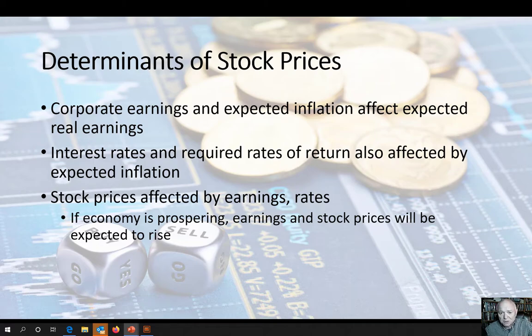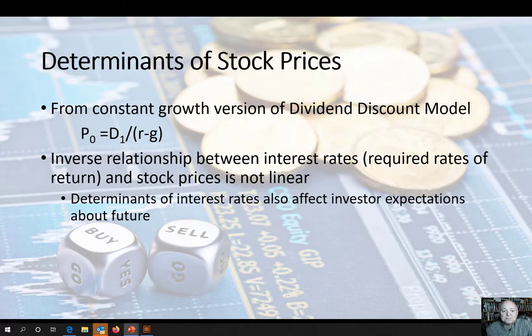We saw in a simple dividend discount model that we looked at in corporate finance that the price of a stock today is going to be some kind of a function of expected earnings or dividends discounted at a rate of R minus G. So the greater the D or the greater the G, the more valuable the stock. The greater the R, the less valuable the stock. There's an inverse relationship between interest rates and stock prices, although it's not going to be perfect because remember, interest rates are going to affect both the numerator and the denominator.